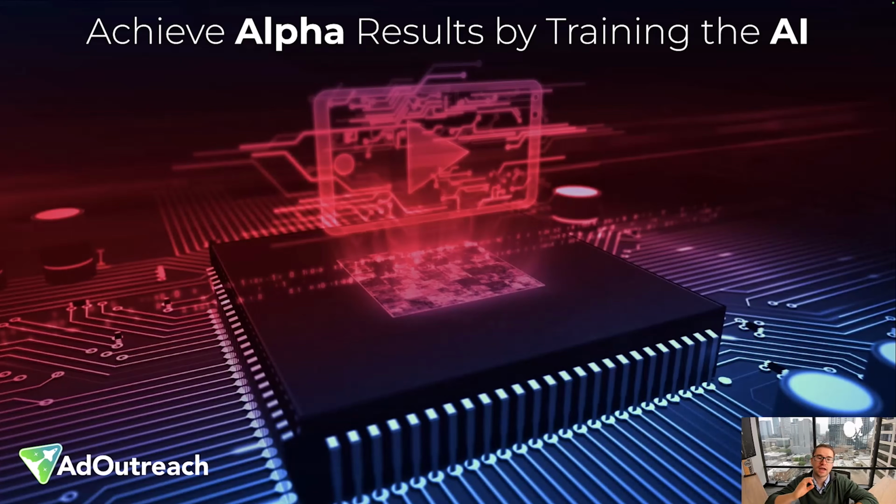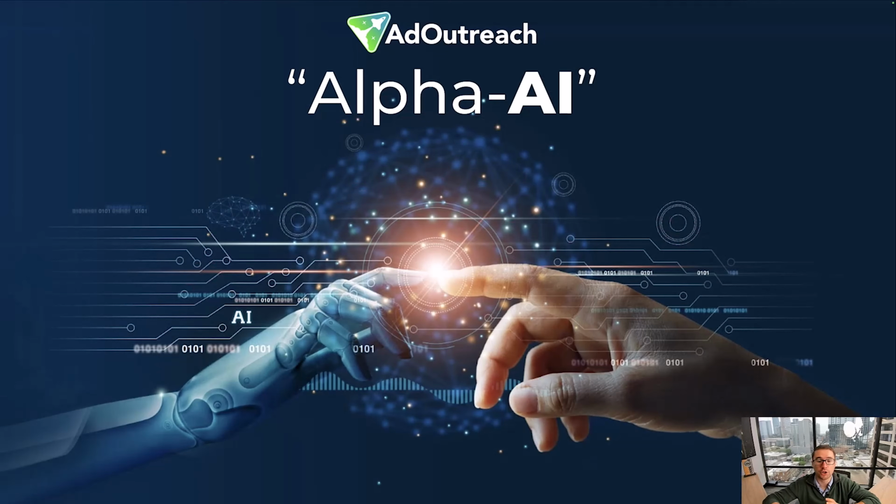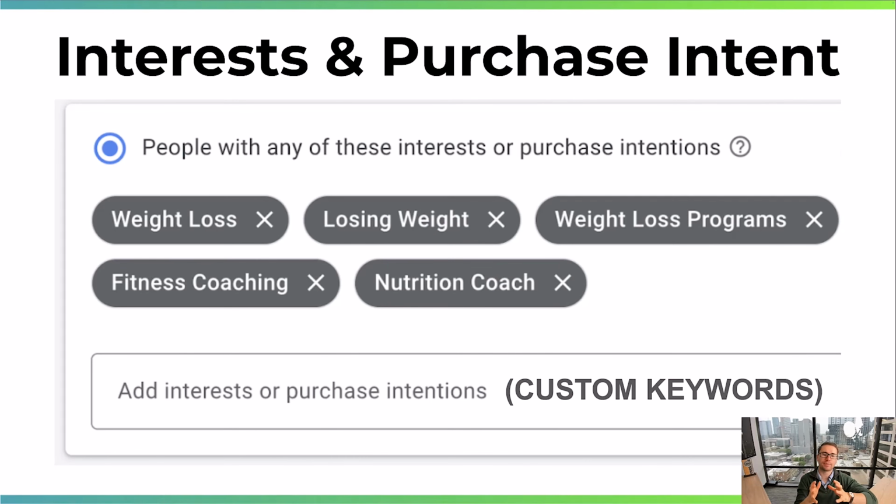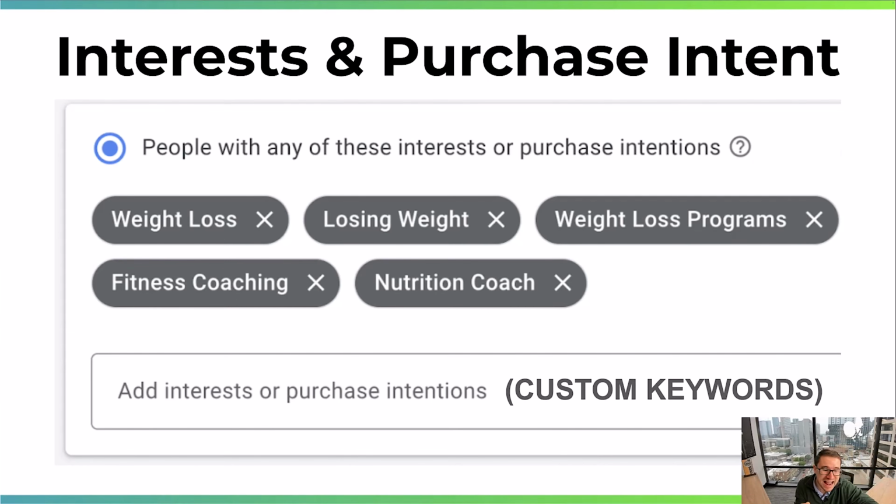And you can achieve alpha results by training the AI, combining a human strategy with the AI strategy. And you can do this by targeting people based on building what are called custom audiences. This is building your own audiences inside of Google and YouTube, which a lot of people don't even know that you can do. So you can go in here and type any keyword, and you can target people with interest and purchase intent.